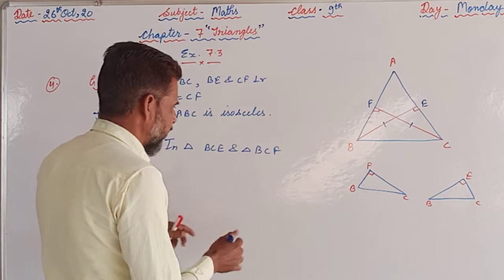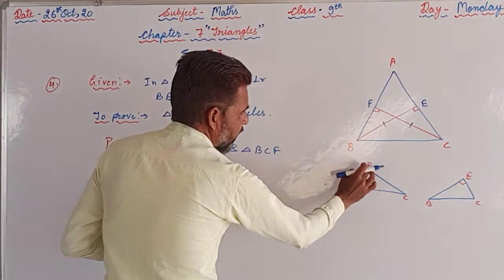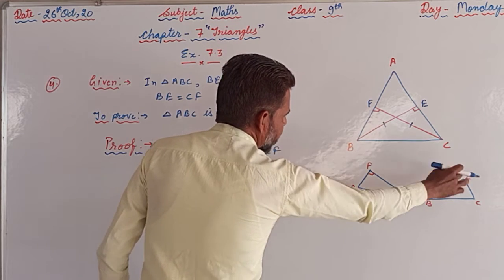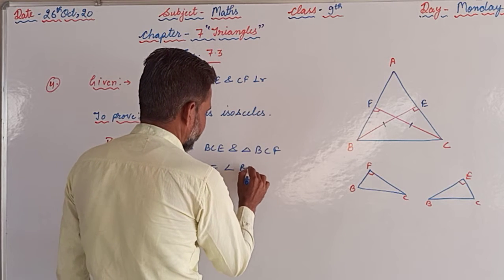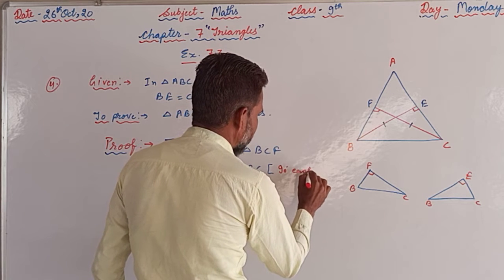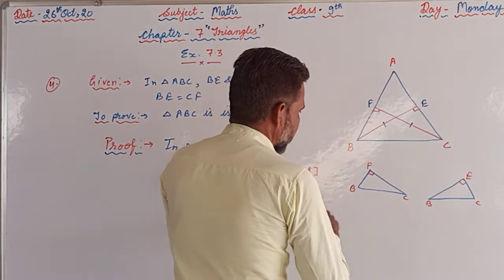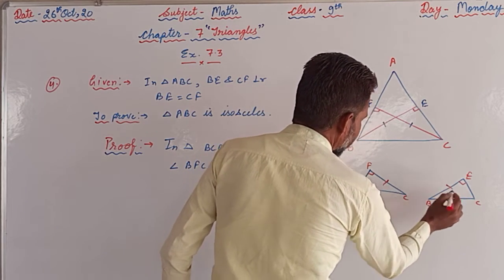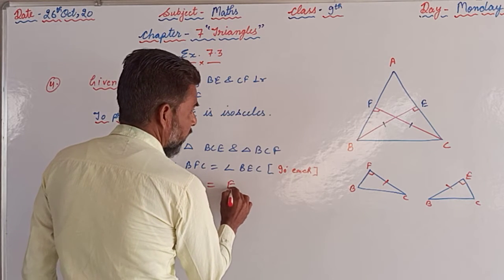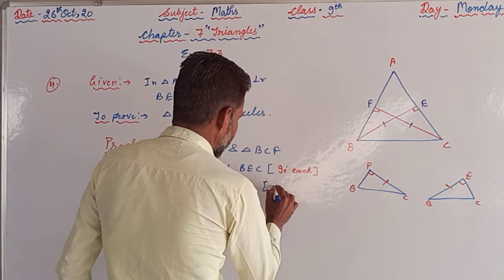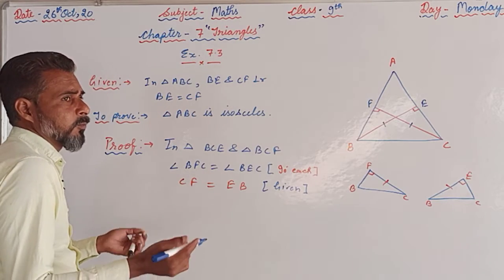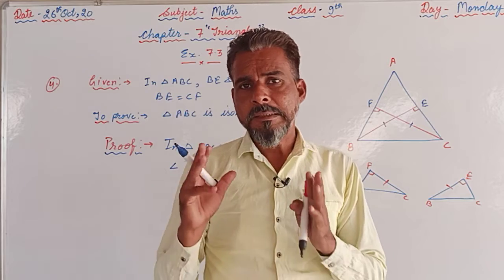BCE and BCF, angle BFC is equal to angle BEC, that is given, 90 degrees each, because both are the altitudes. At the same time, this is also given, that CF is equal to BE, because the altitudes are equal. CF is equal to EB, that is also given.